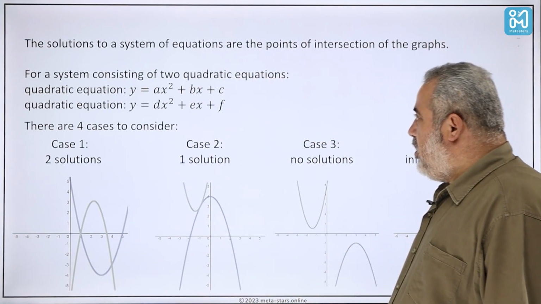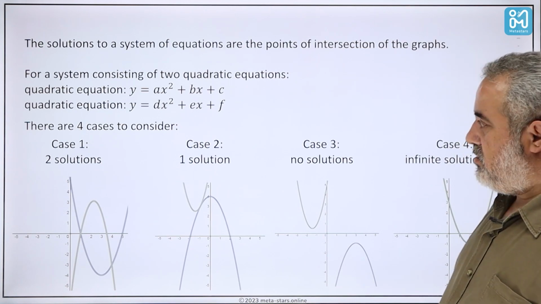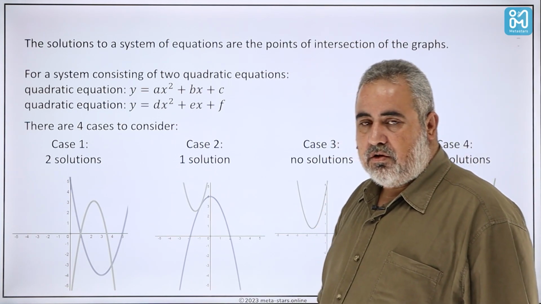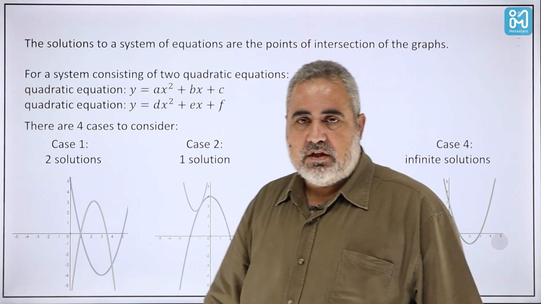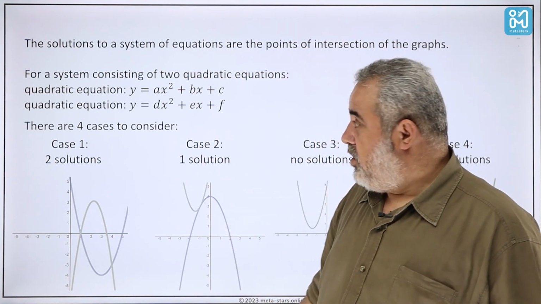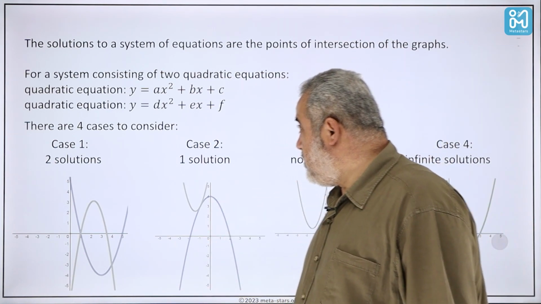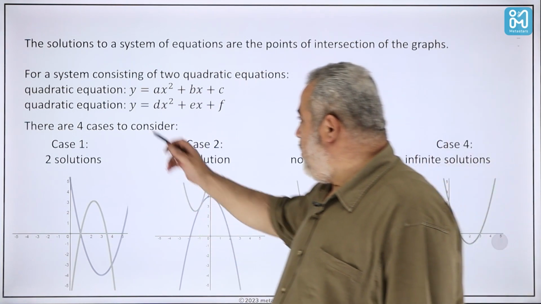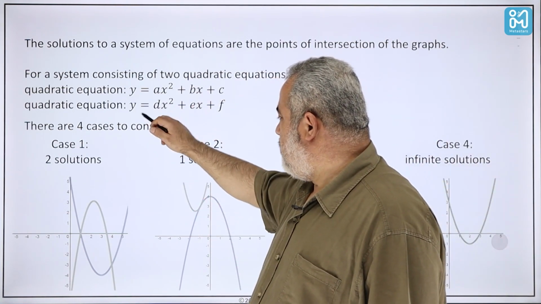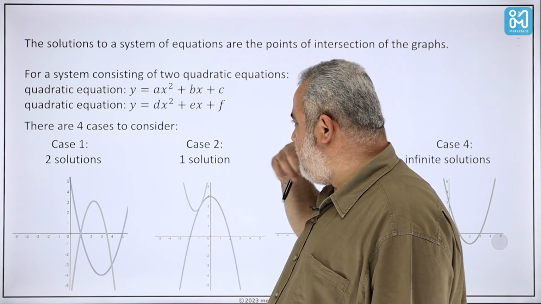For a system consisting of two quadratic equations, we discussed before how to solve a system of linear and quadratic. Here we'll discuss the system of two quadratic equations, y equals ax squared plus bx plus c and y equals dx squared plus ex plus f.